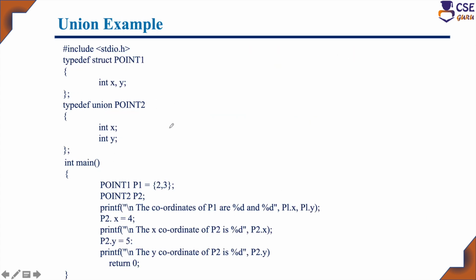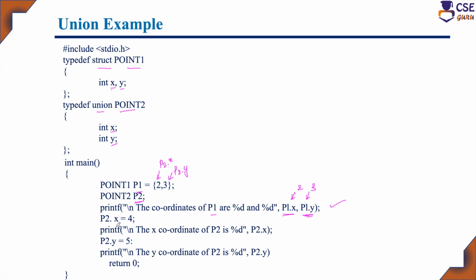And here if you consider the examples: the same structure with structure variable p1, members are x and y. Union with union variable p2, members are x and y. Here p1.x will store 2, p1.y will store 3. Okay, again you are declaring point p2. This is a union variable name. And if you ask to print the coordinates p1.x and p1.y, it will print 2 and it will print 3 here. This is normal, as we already know.